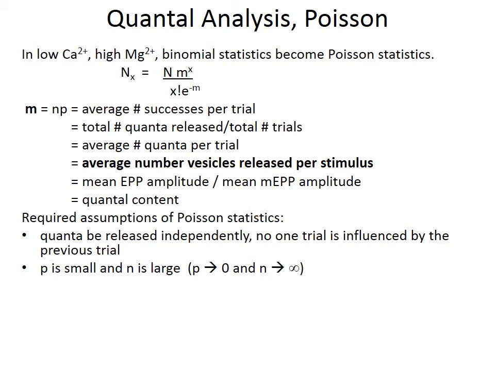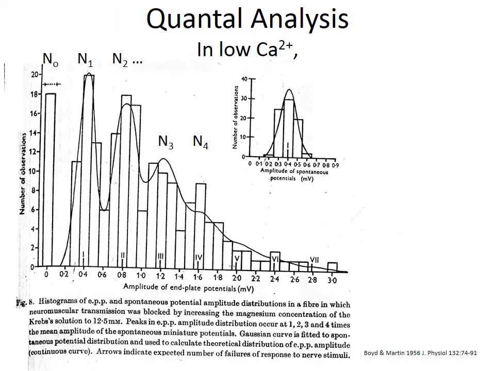And under these conditions, Del Castillo and Katz could use the predictions of how many trials should produce 0 quanta released, 1 quanta released, 2 quanta released, 3 quanta, 4 quanta, etc., and predict mathematically what the distribution of amplitudes should be, and then match that to the experimental results.